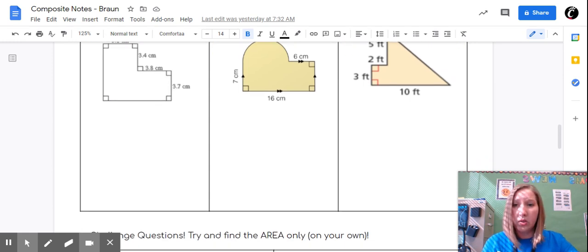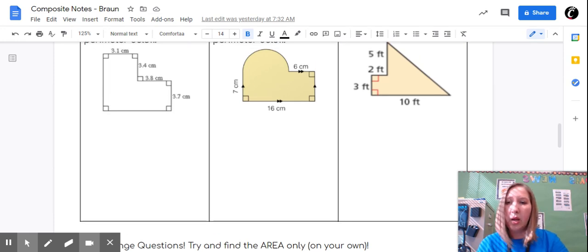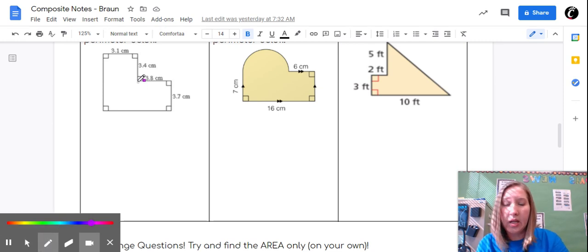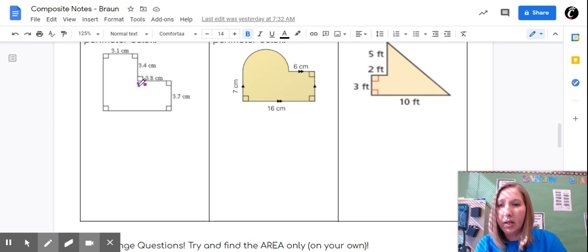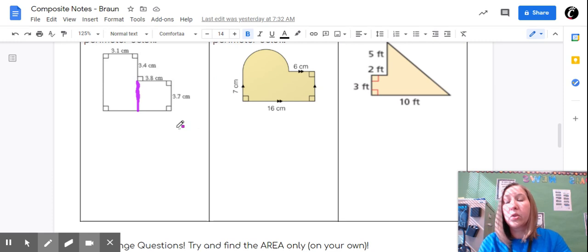All right, so to start things out with this first figure, we want to find the area of the entire shape. So we're going to break this into two rectangles. What I can do is come right here and draw a line, and continue this line here and cut this into two rectangles. Sometimes I have to look for what sides I need to find. My smaller rectangle over here is pretty easy to see, because if this is 3.8, this is going to be 3.8 down here, and I'm finding length times width.